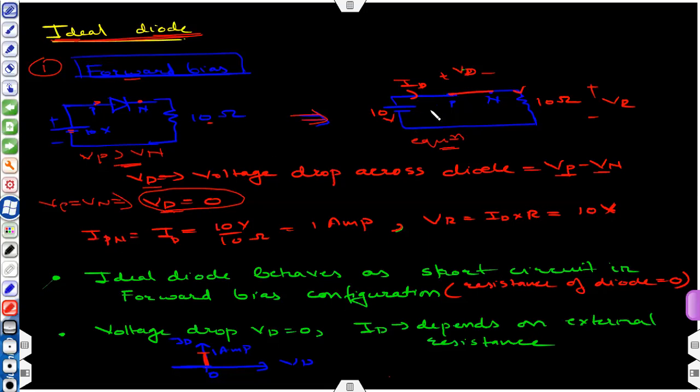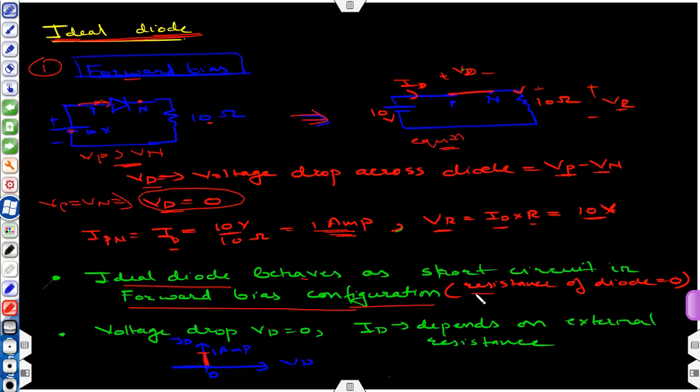And IPN, the current flowing from P to N in the forward direction, is ID, and that can be calculated simply by applying Ohm's law or Kirchhoff's voltage law. So 10 volts by 10 ohms is 1 ampere. The voltage drop across the resistance, VR, is nothing but ID times R, so again it will be 10 volts. You can apply KVL or Ohm's law, anything you want. So you can conclude that the ideal diode behaves as a short circuit in forward bias configuration.